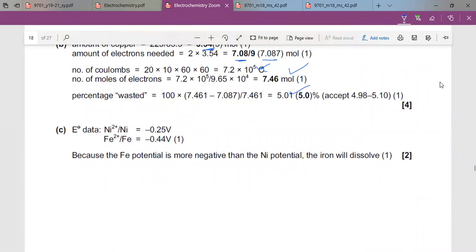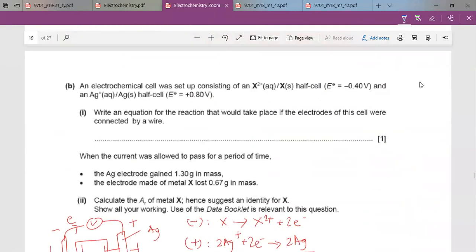Right? Then only nickel will dissolve, and nickel will be deposited onto the cathode. Okay. Now next one, of course, here. All right, now this is a cell here.